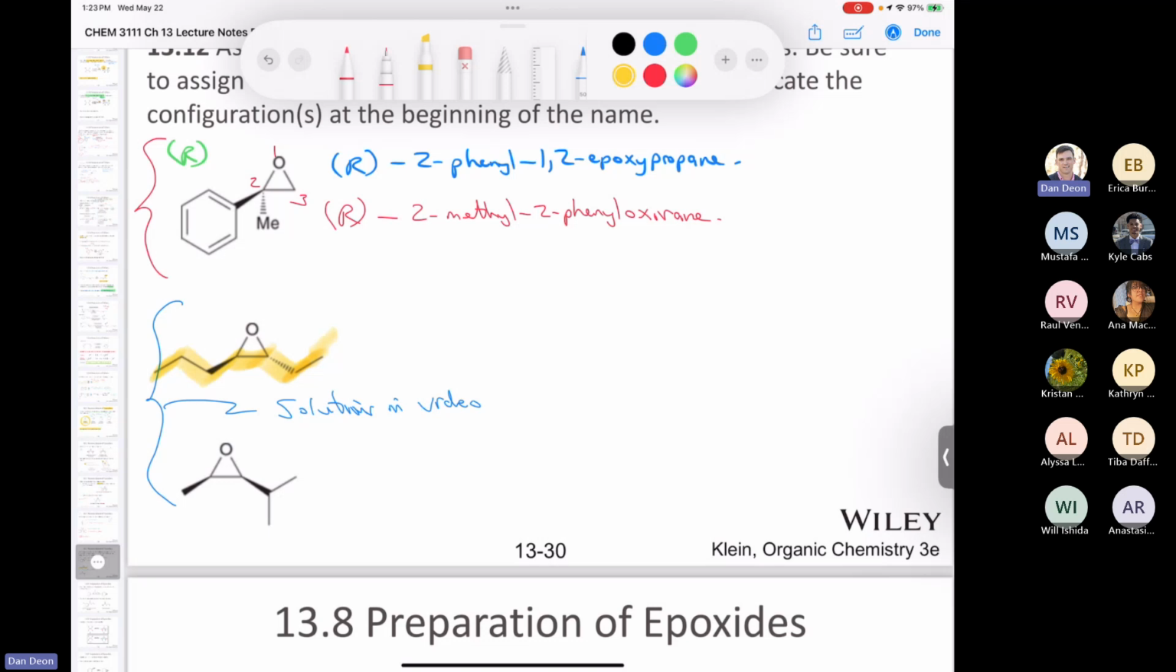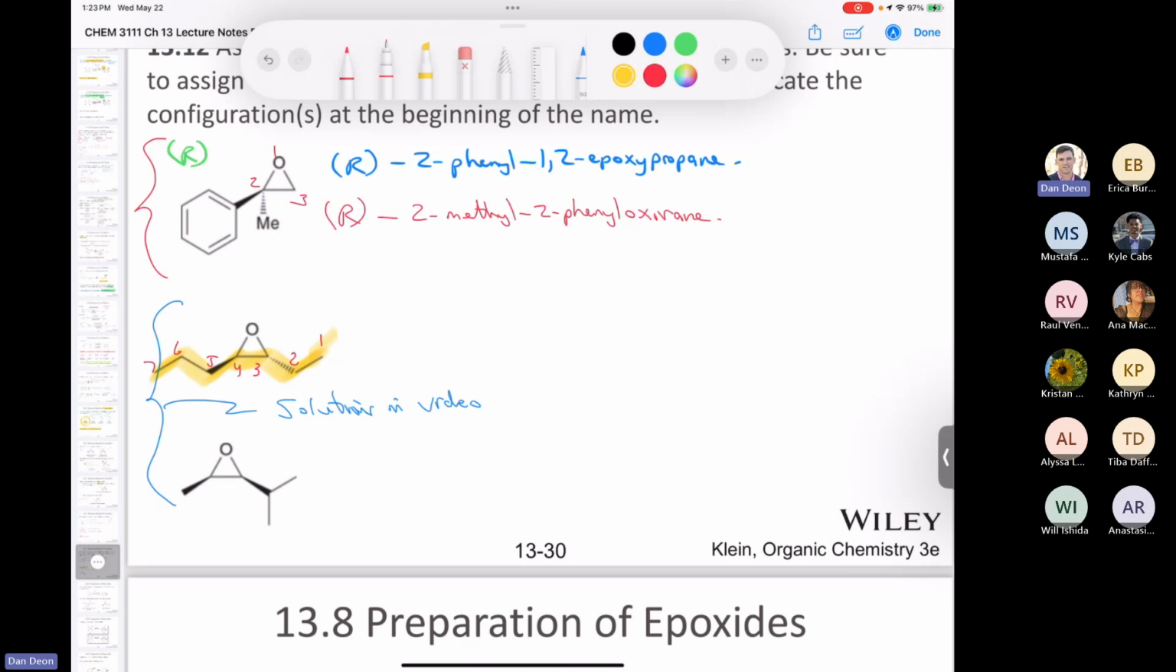So this is some kind of, sorry, let me get my red pen. We have 1, 2, 3, 4, 5, 6, 7. So this is some kind of 3,4 epoxy heptane. And then you just have to figure out what's the stereochemical configuration at carbons 3 and 4. Again, it's in the solutions manual and it's in the videos if you want to go over my step-by-step solution to it. Sorry. And then the next one, again, same vein as well.